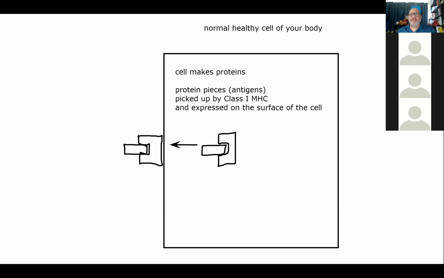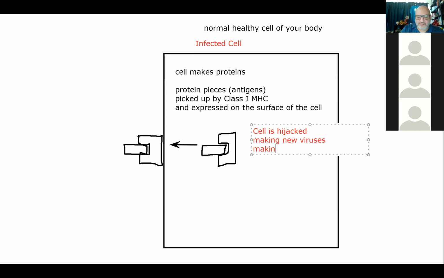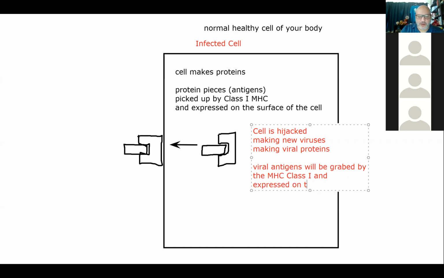However, what happens if this cell becomes infected? If this cell becomes infected, then as we know, our cell is now hijacked, and it is making new viruses. And in making new viruses, it is making viral proteins. And as it's making viral proteins, that means that viral antigens will be grabbed by the major histocompatibility complex, class 1, and expressed on the surface.